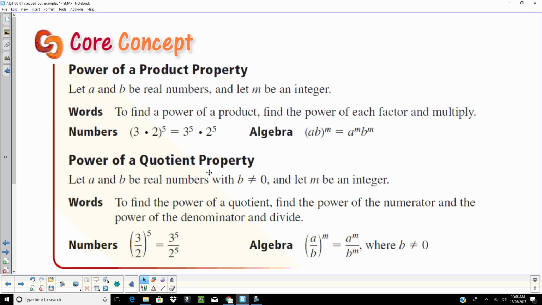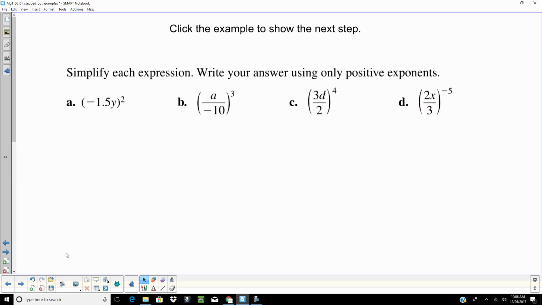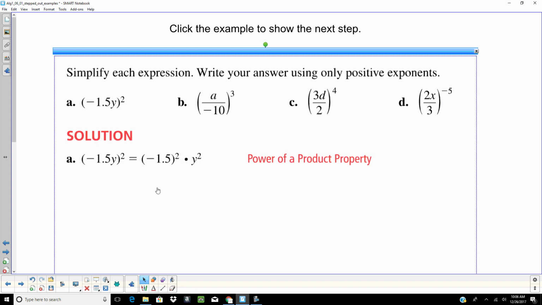Same thing, the quotient property is really the same thing. If you have an exponent on the outside, you're going to apply it to everything on the inside. So let's do an example. So that 2 on the outside is going to be applied to the -1.5 and to the y. So then you're going to take -1.5, square it, and the y squared.